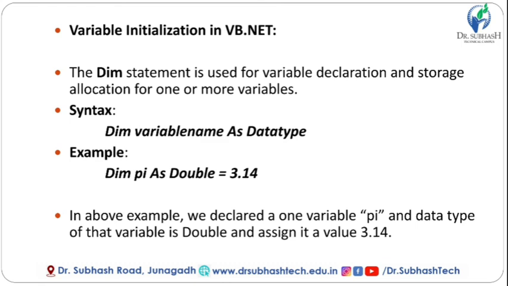Now for initialization we have to give its value. In the example it is shown: Dim pi As Double = 3.14. In this example we declared one variable pi, the data type of that variable is Double, and we assigned it the value 3.14. So in this lecture we discussed how the integrated development environment works, the definition of a variable, its declaration, rules to name a variable, and initialization of a variable. Thank you.